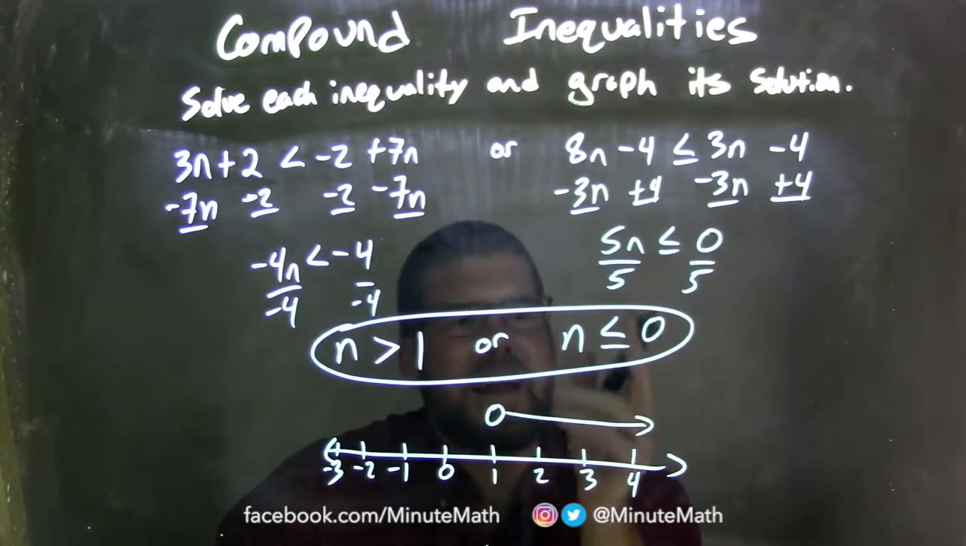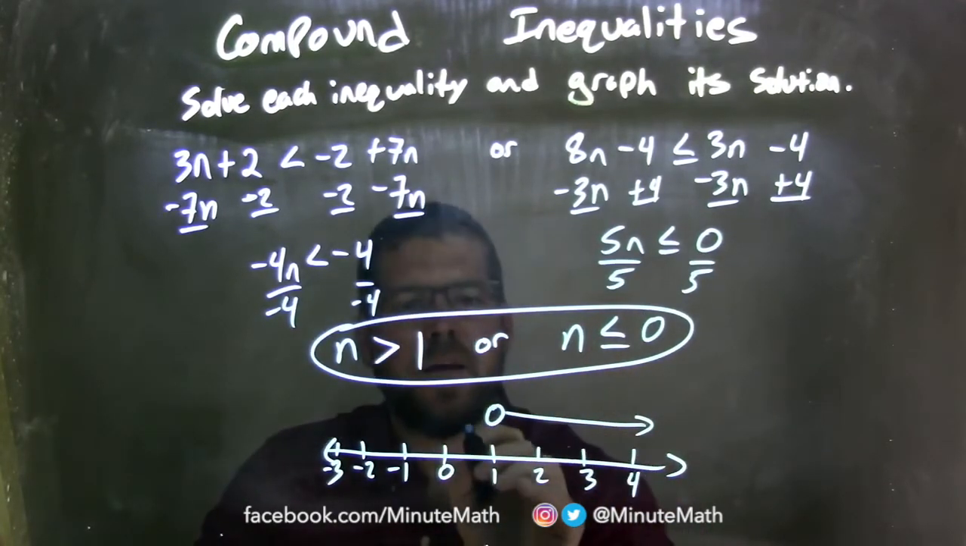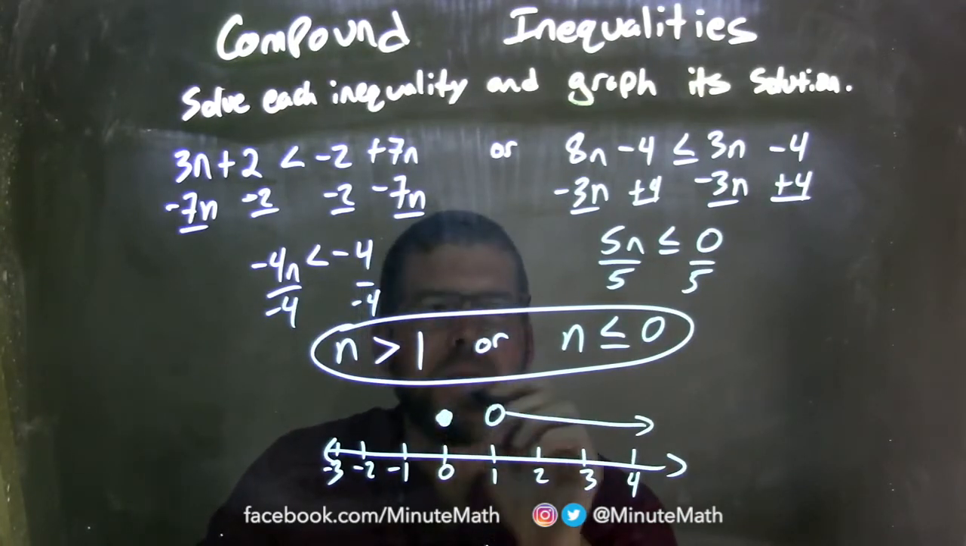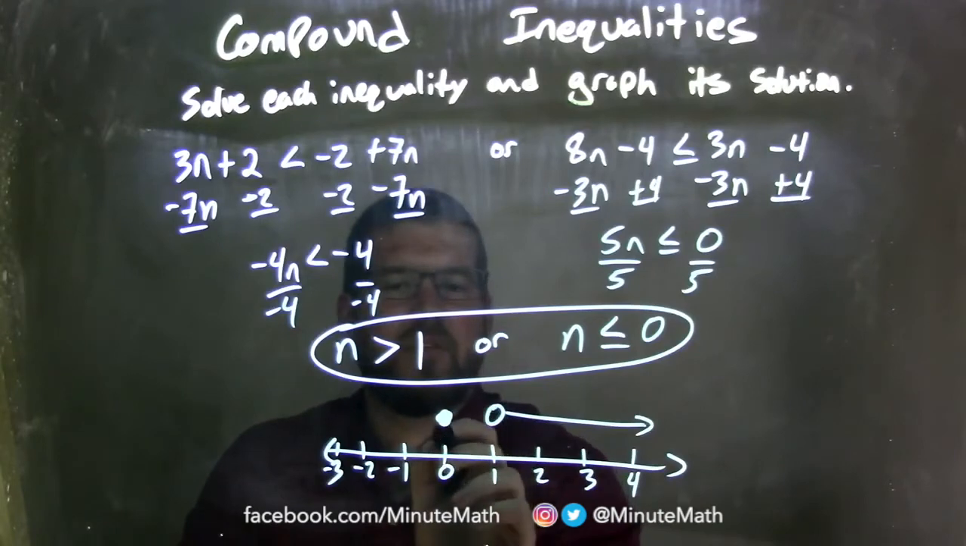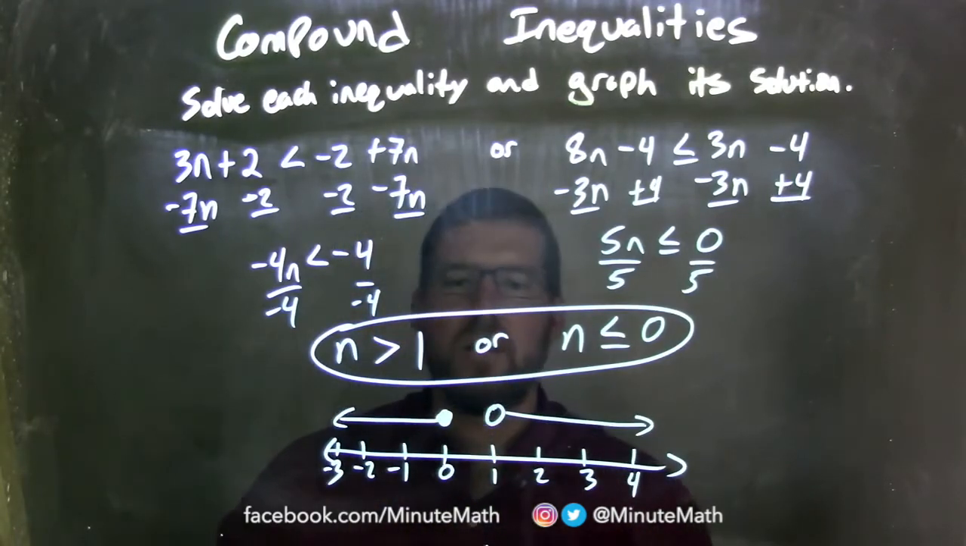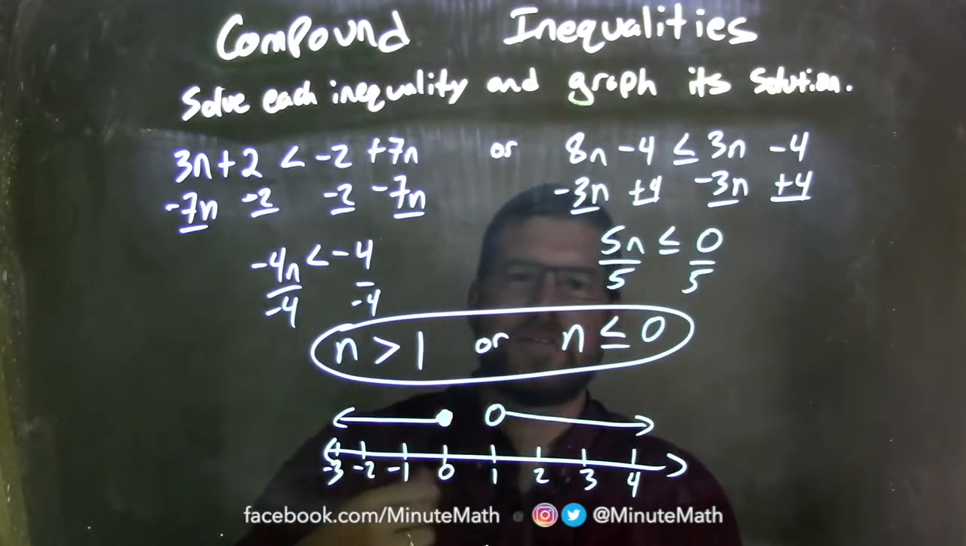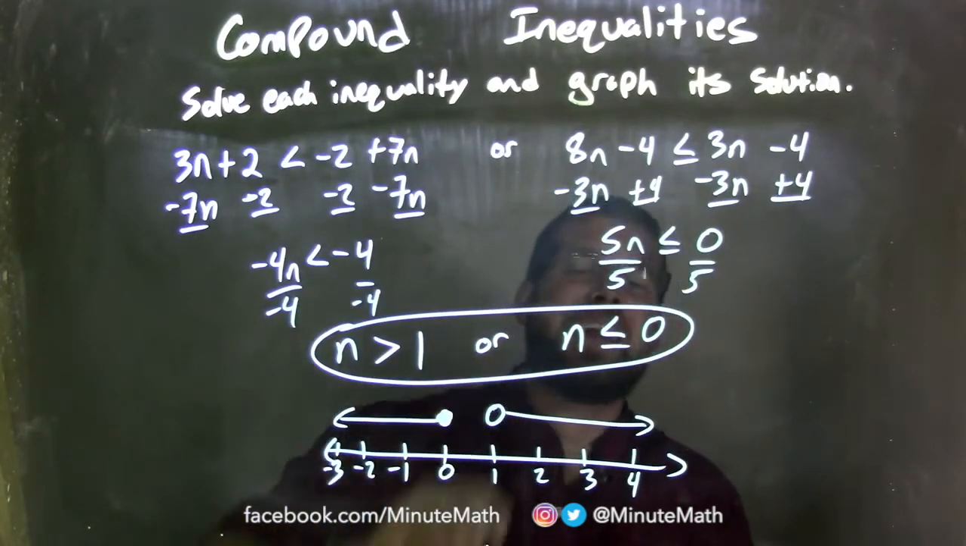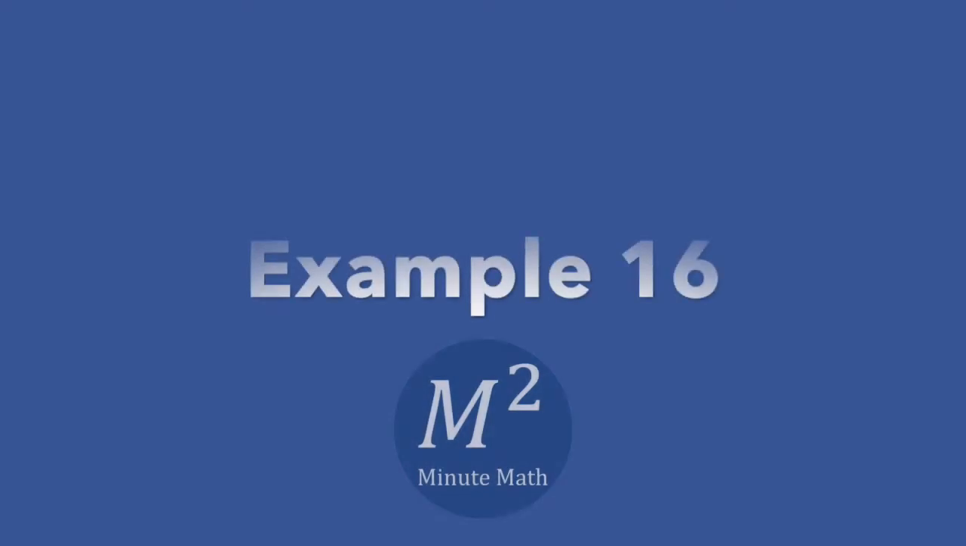Then the next one here, we said n is less than or equal to 0. Since it can equal 0, I put a closed circle right there at 0. And I put my arrow to the left because n is also less than 0. So now we have our graph here that matches our inequalities, where our graph matches the inequality of n is greater than 1 or n is less than or equal to 0.